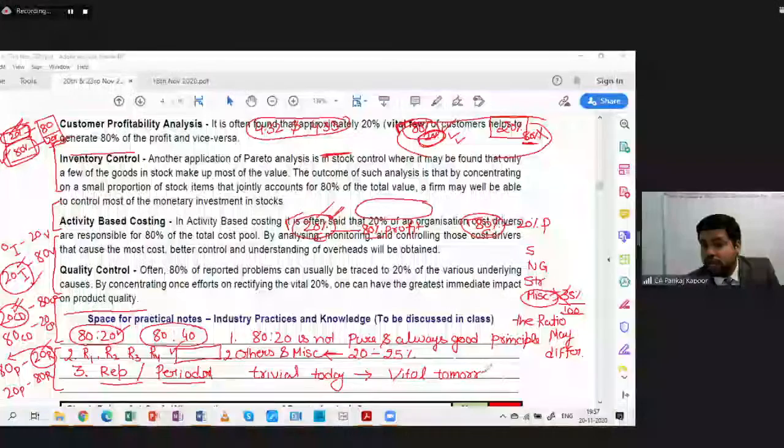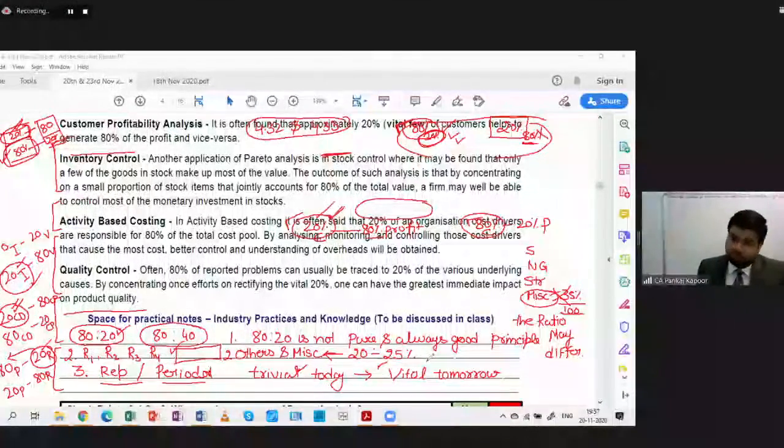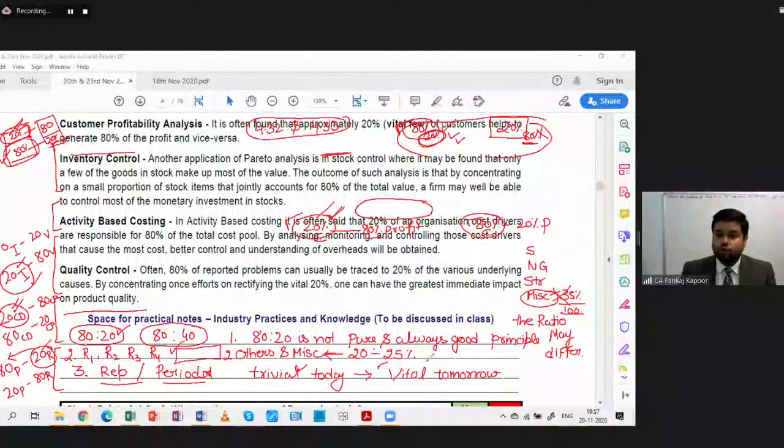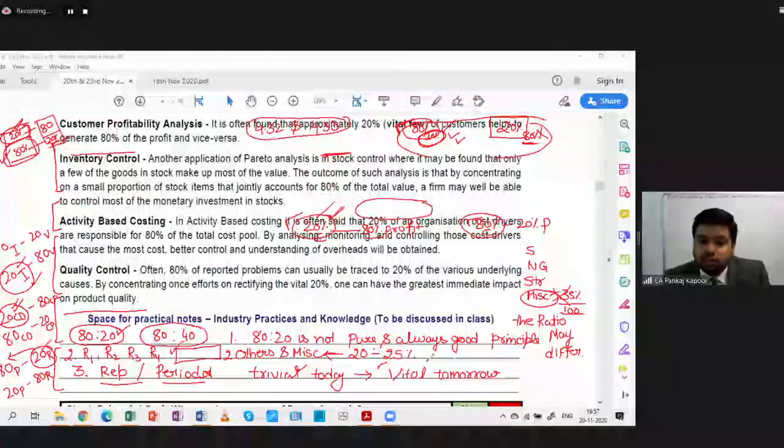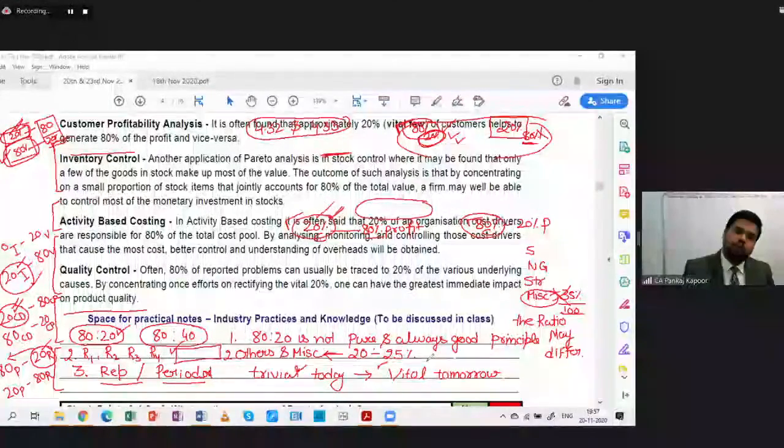Okay. So it may be possible that any cause which is not significant today may become a significant cause in the days to come. Hence, a regular review with the help of Pareto analysis is a must for every company.